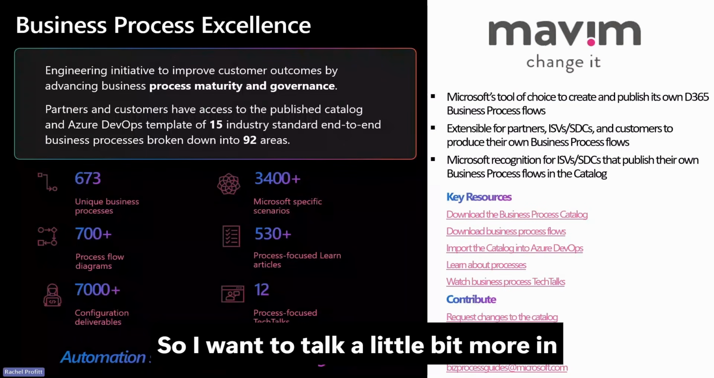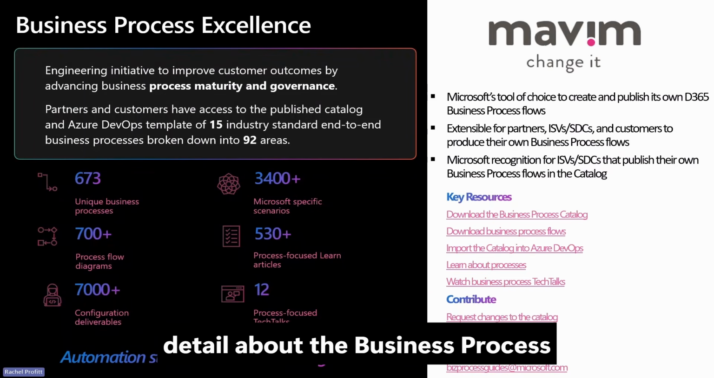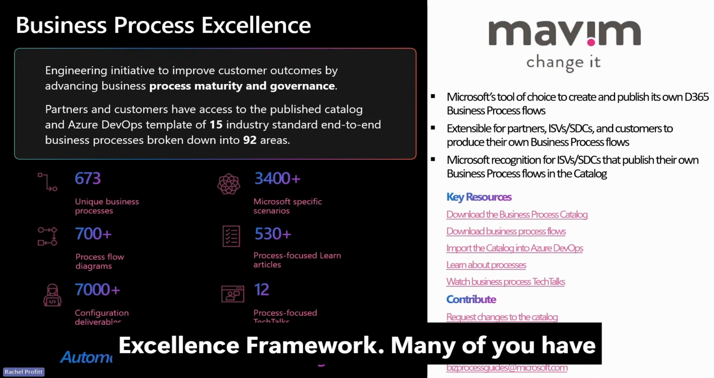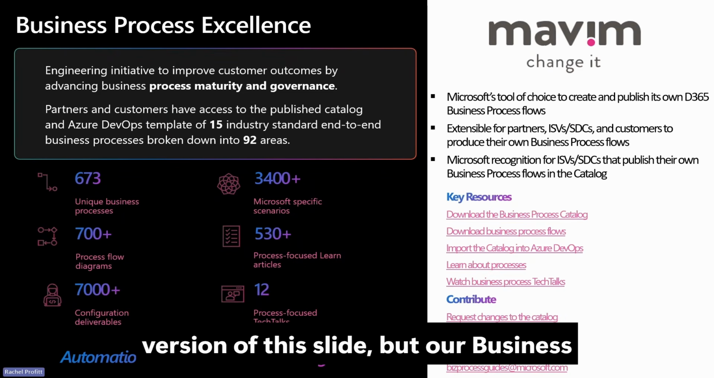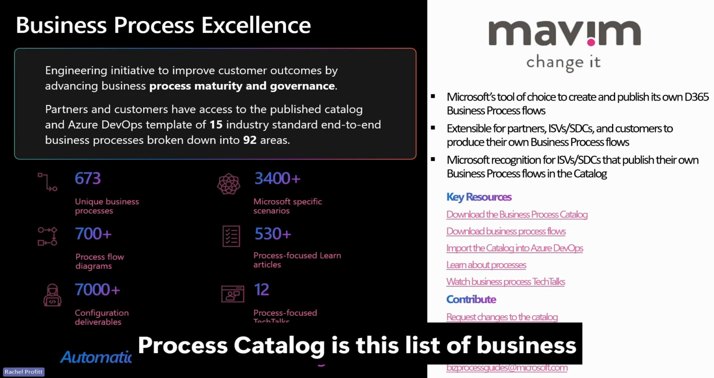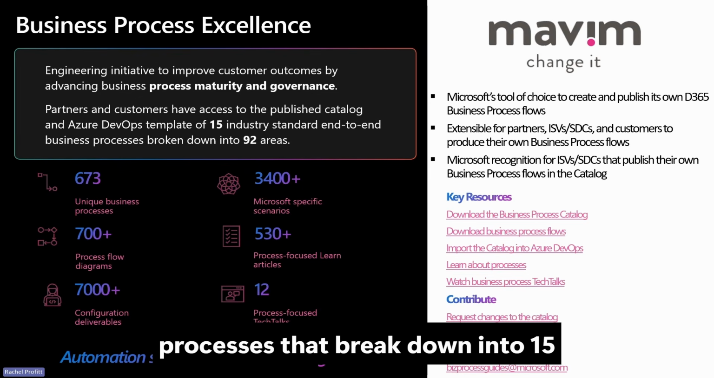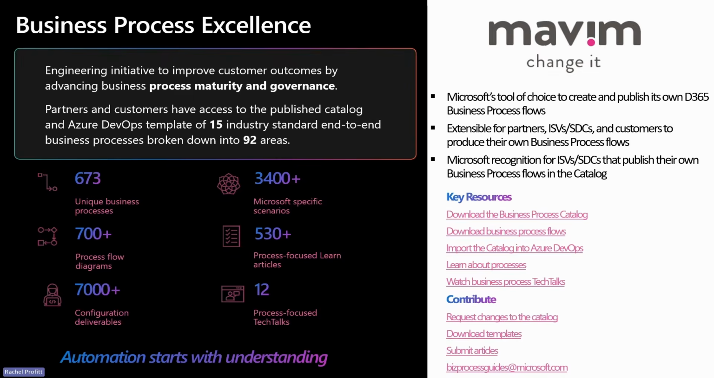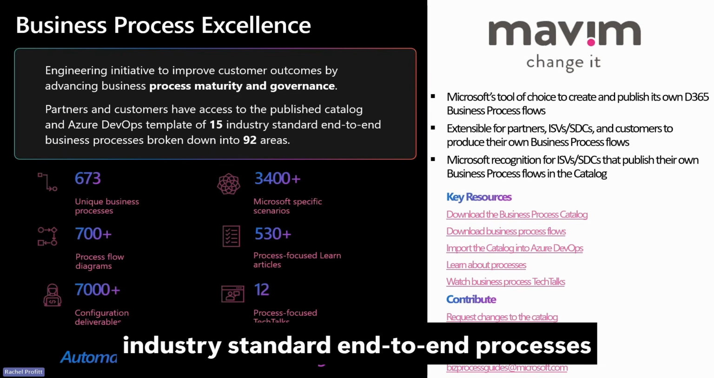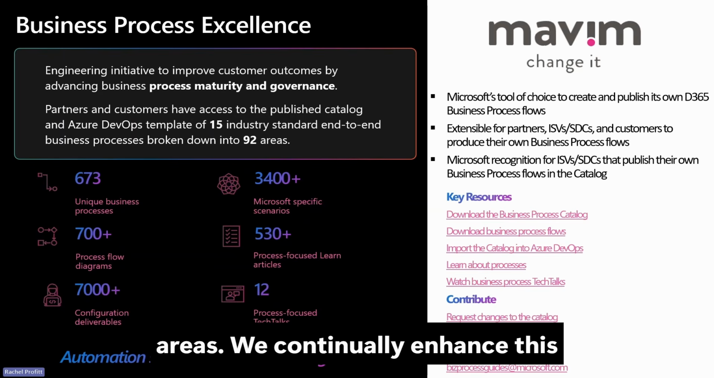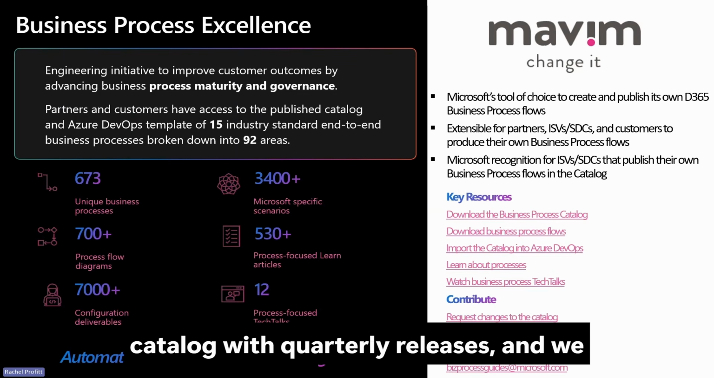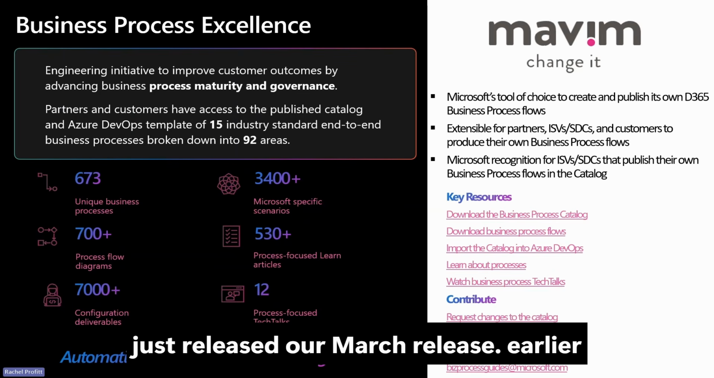So I want to talk a little bit more in detail about the Business Process Excellence Framework. Many of you have probably seen this slide or another version of this slide, but our Business Process Catalog is this list of business processes that break down into 15 industry standard end-to-end processes that are further broken down into 92 areas. We continually enhance this catalog with quarterly releases, and we just released our March release earlier this week.